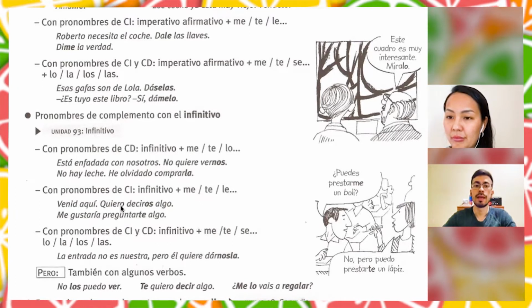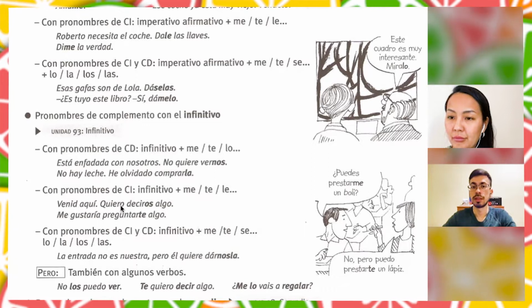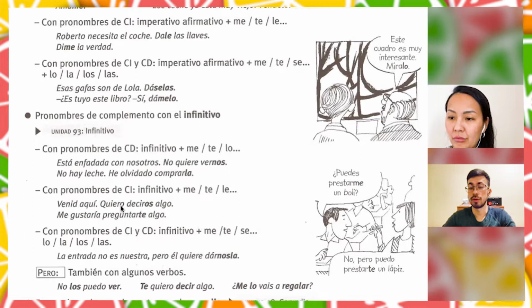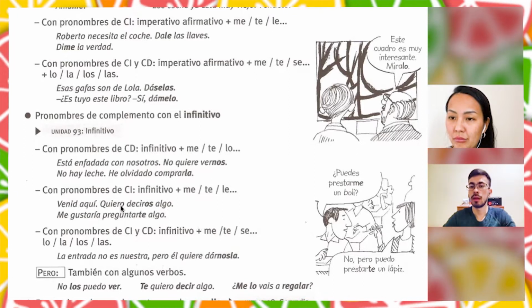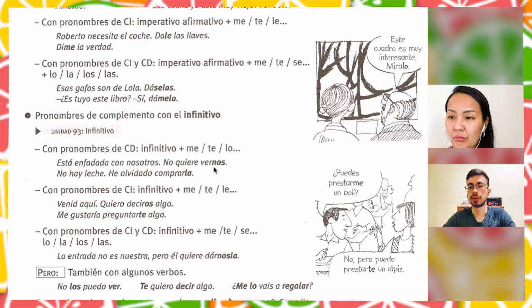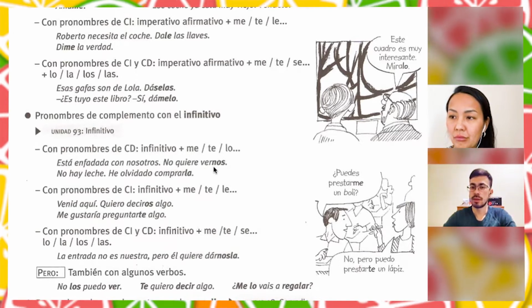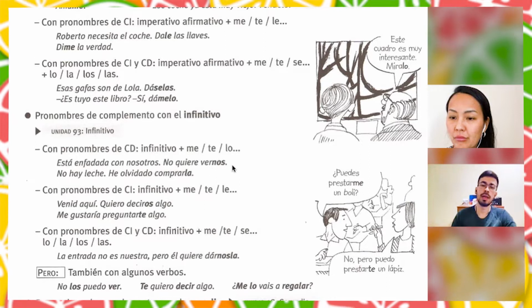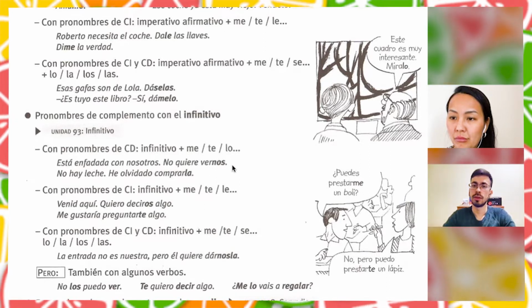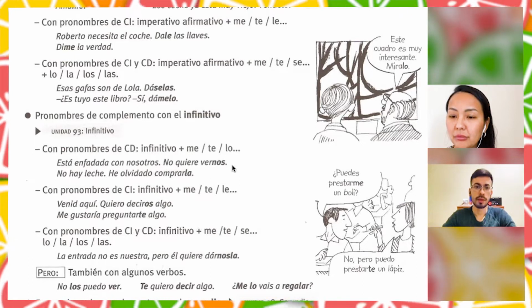Direct, for example: Está enfadada con nosotros. She is very angry with us. No quiere vernos. She doesn't want to see us, right? So here we have vernos. And as you can see, we also add the pronoun to the end of the verb, right? Understood? Yes, I understood. Super.